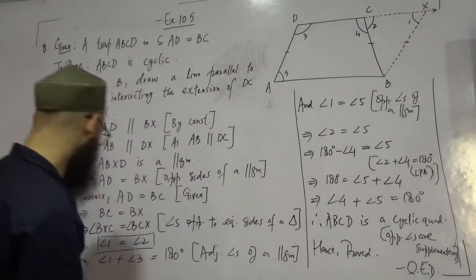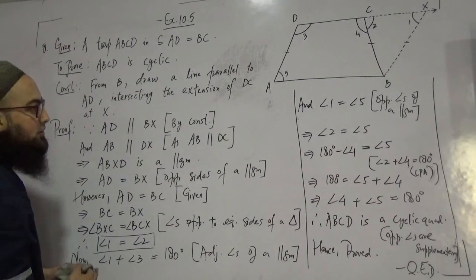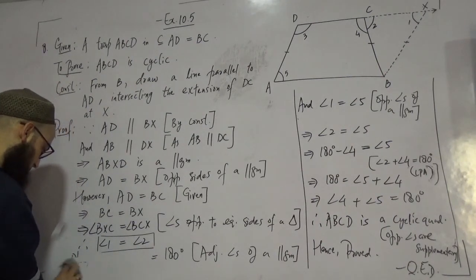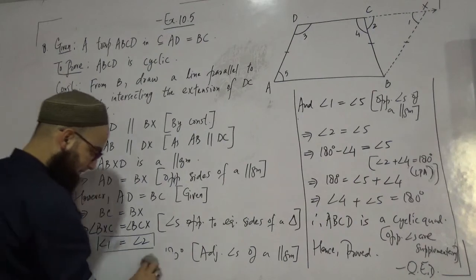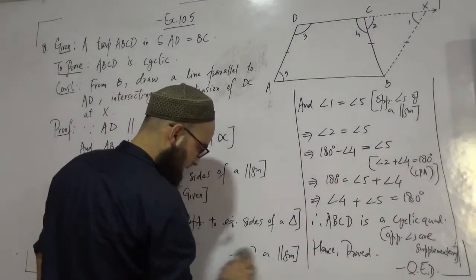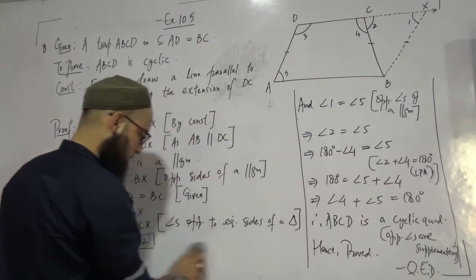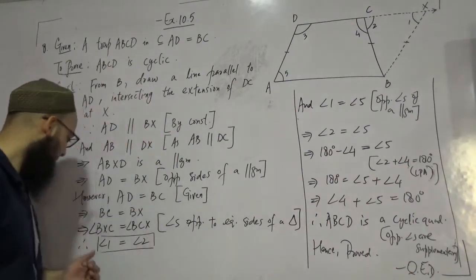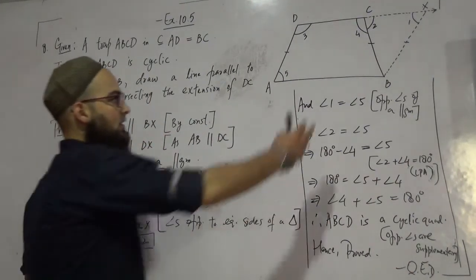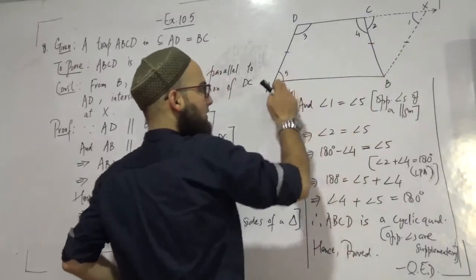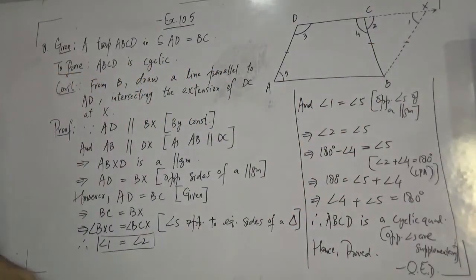There is no need to write this line, 1 plus 3, because it just worked directly now. Angle 1 is equal to angle 2. Then we used angle 1 is equal to angle 5, opposite angles of a parallelogram. Okay, make a note.